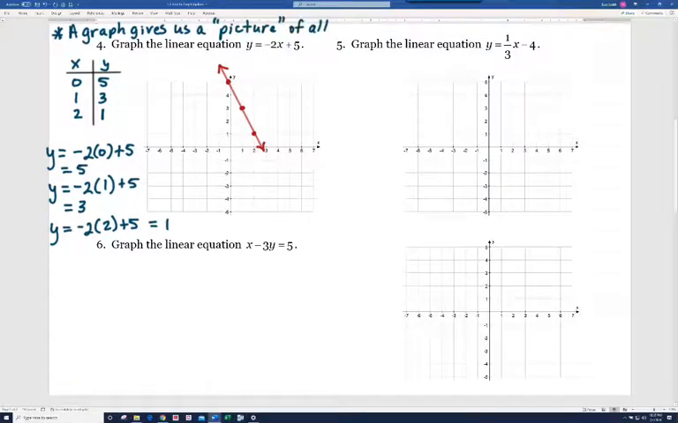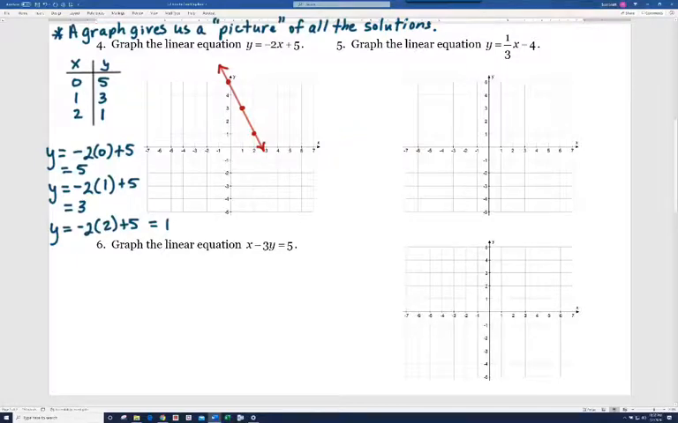So I do want to make a comment here. A graph gives us a picture of all the solutions. In fact, sometimes students will say, why do we have to do all this graphing stuff? Well, it turns out when you have a linear equation like this, there's not just one solution. Like if I were solving the equation 2x equals 5, I would divide both sides by 2 and I'd get 5 halves. And so 5 halves is the one and only solution. But with these linear equations, we have infinitely many.